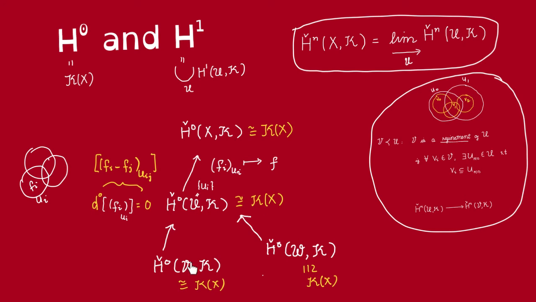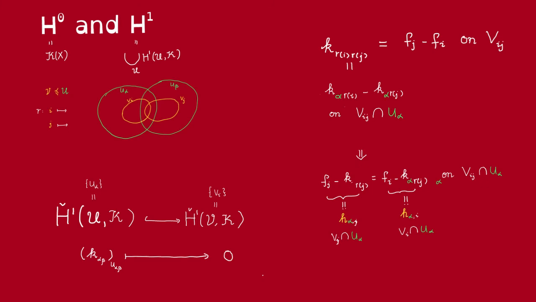Now, similarly, we have isomorphisms here and here. On the other hand, these maps in the direct system are just induced by restriction maps, right? So all of them should be compatible with this isomorphism, and thus this direct limit must be isomorphic to the group of global sections of K. So we are done with the H0 case. Now let's move on to the H1 cohomology.